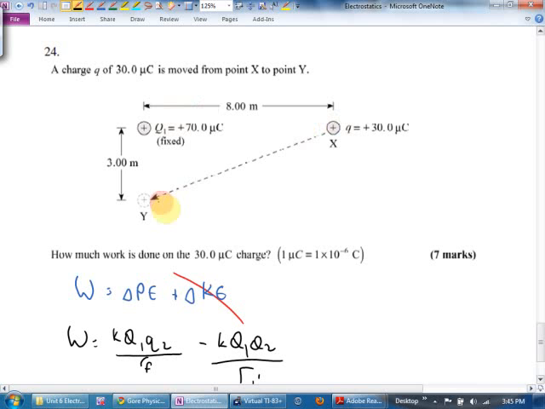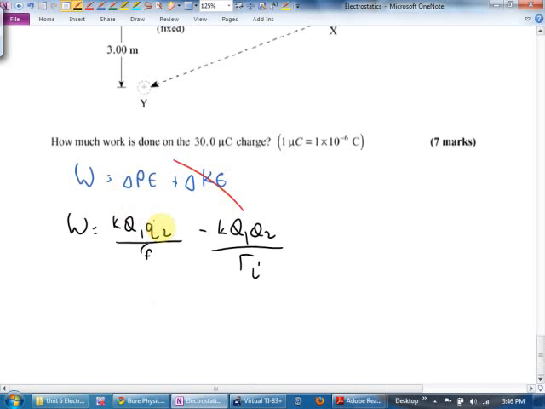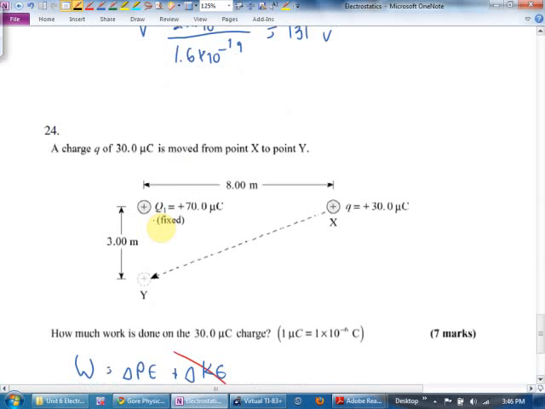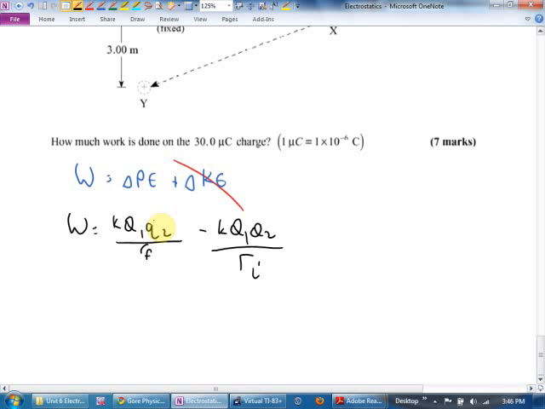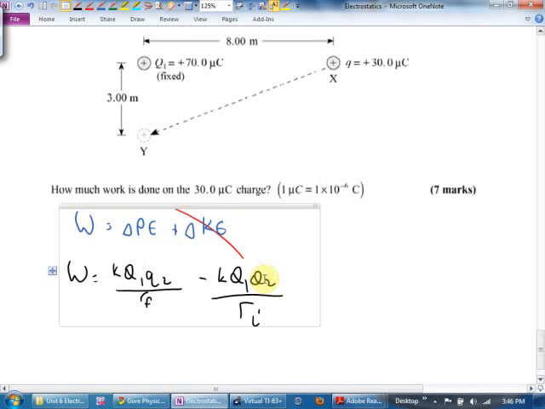So it would end up being K, Q1. What was Q1, Mr. Dueck? 70. K, 70 times 10 to the negative 6, 30 times 10 to the negative 6 divided by R final, which I think was 8, minus 9 times 10 to the 9th, 70 times 10 to the negative 6, 30 times 10 to the negative 6 over R initial, which was 3. And you're done. What makes that question fall apart is energy is a scalar, so I don't need to worry about all funky angles or anything like that.